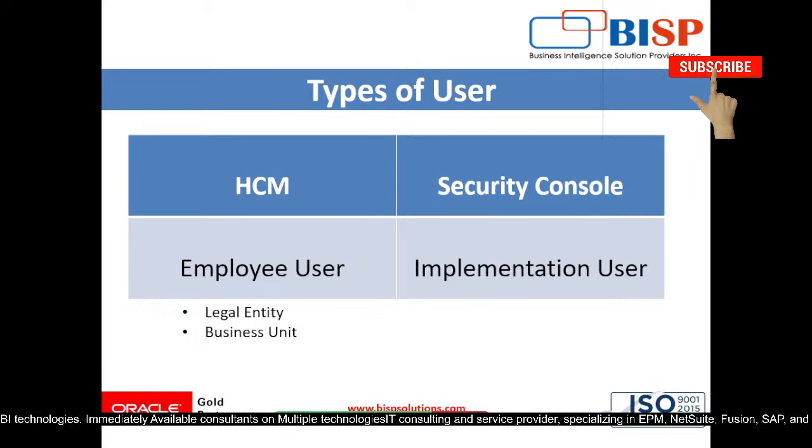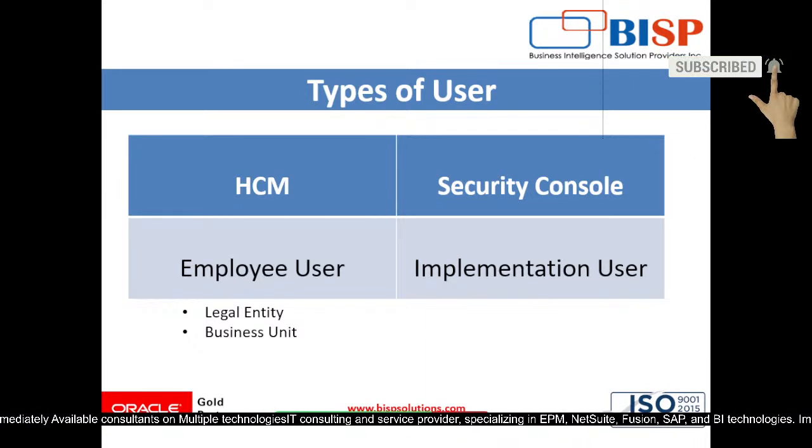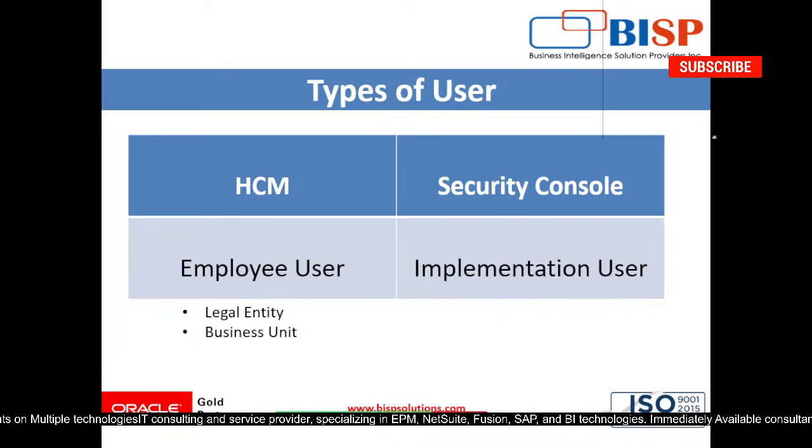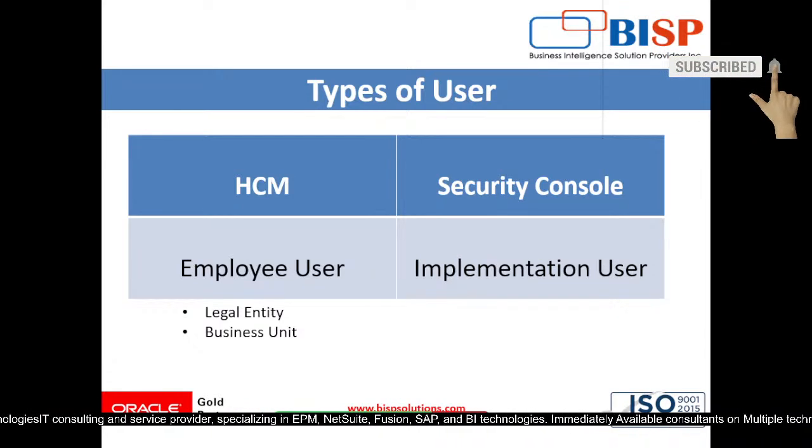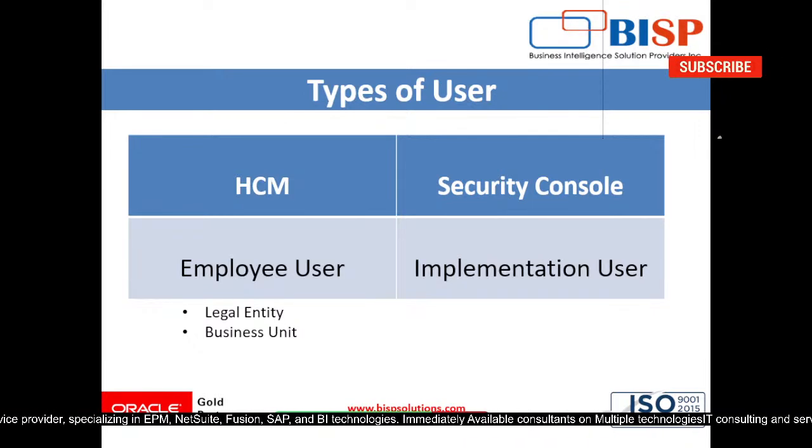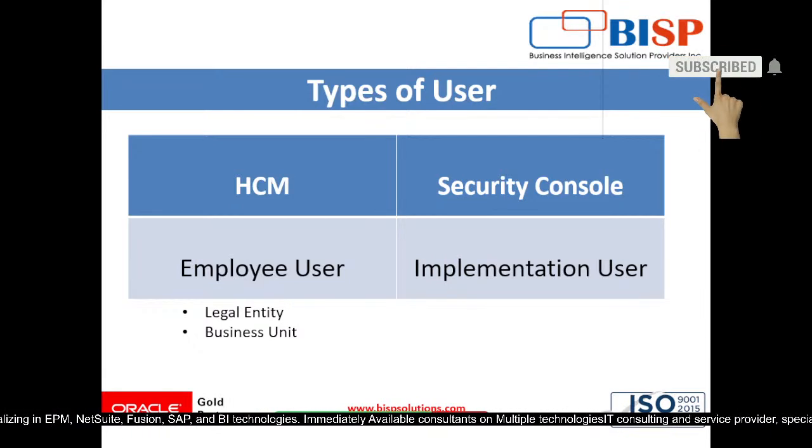So while creating any employee user, when you assign the legal entity, the system will check the legal entity map with the LDG. So what is the LDG? LDG is nothing but a legislative data group. It means a specific country payroll, right? A payroll is defined within a legislative data group, and we have to associate the legal entity with this LDG, right?